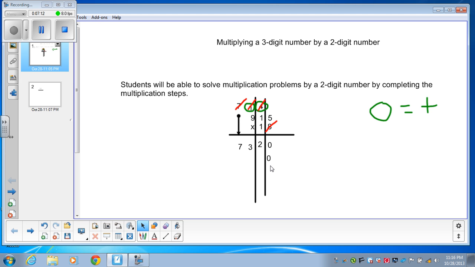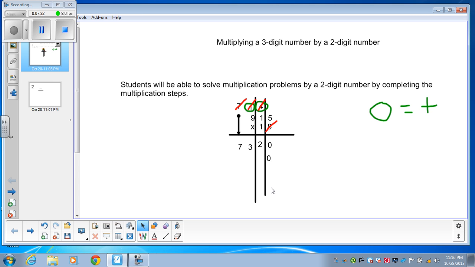So when you ask, why do I have to put a 0 before multiplying? It shows that you're all done multiplying by the ones place and you're moving over to the tens place. Oh, this is easy. Now we multiply 1 times 5.